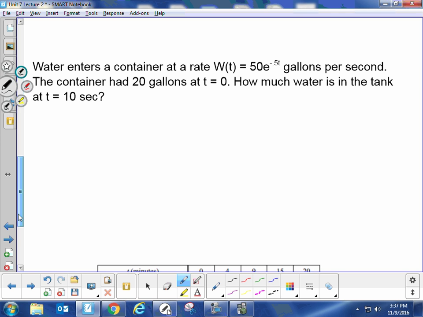Water enters the container at a rate W of T, which equals 50 e to the negative 0.5 T gallons per second. The container had 20 gallons at time T equals 0. How much water is in the tank at T equals 10 seconds? Go.